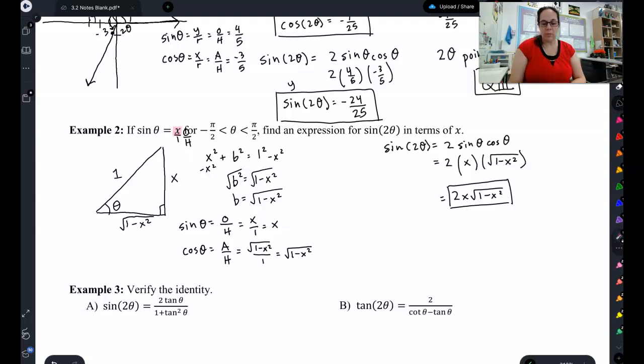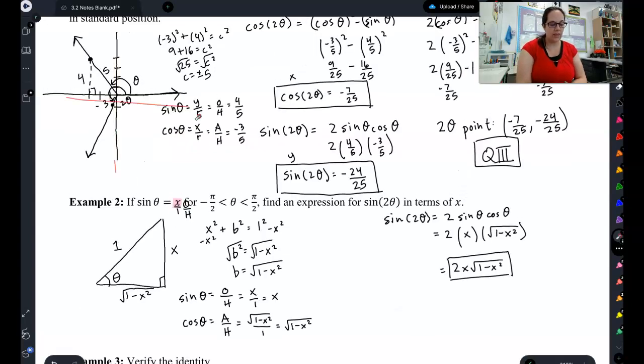So basically, anytime you have those variables in here, instead of thinking of it on a grid like this, think of it on just a regular triangle and go back to SOHCAHTOA and using your Pythagorean theorem to solve that triangle.